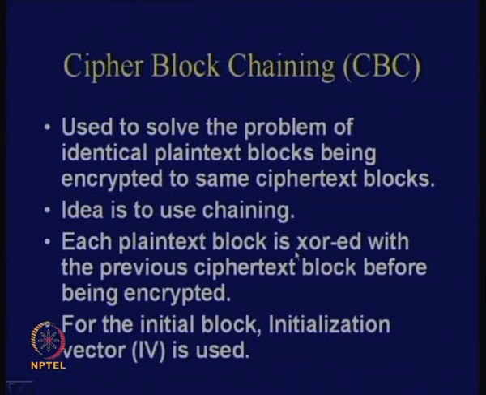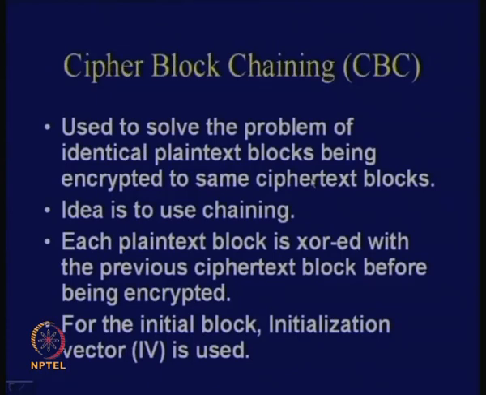So we saw that ECB had certain security problems, and that problem can actually be solved by chaining. Okay. And the other modes of block ciphers that we will see essentially have chaining in them. Okay. So, the first thing that we will consider is something which is known as CBC, or cipher block chaining. Okay. So, why is cipher block chaining used? It is used to solve the problem of identical plaintext blocks being encrypted to the same ciphertext blocks.